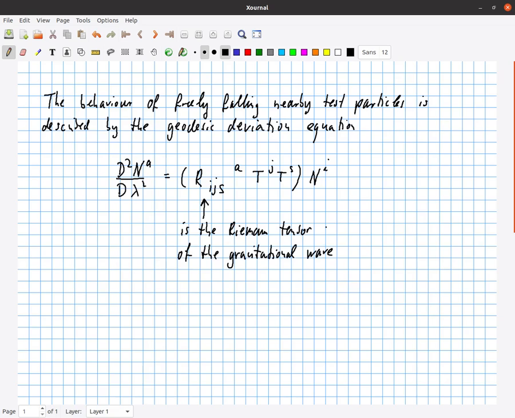What I mean by this is in the previous lecture we derived an explicit solution for this quantity h bar, which then is related to an explicit expression for the quantity h, which is the metric perturbation. And then once we know the metric perturbation, we can compute the metric tensor, which is eta plus h. Once we have the metric tensor, we can compute the Christoffel symbol components and then the Riemann tensor. This is what I mean by this one sentence here, that R is here the Riemann tensor of the gravitational wave.